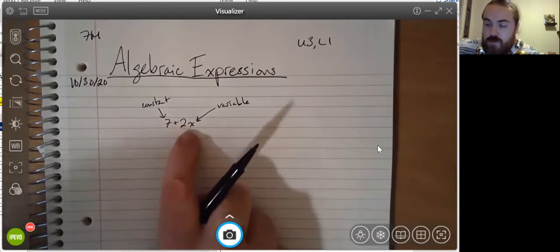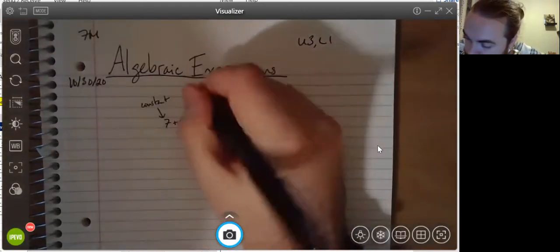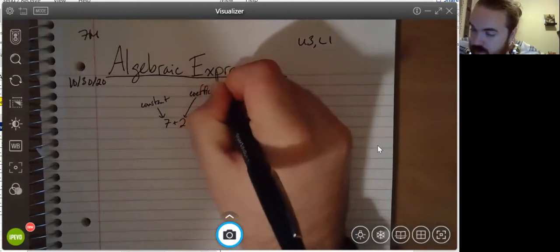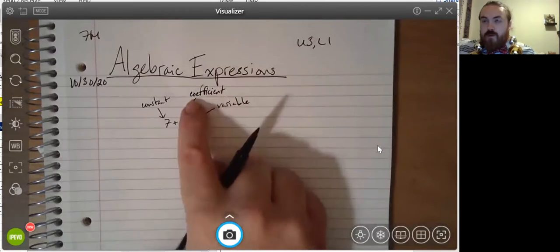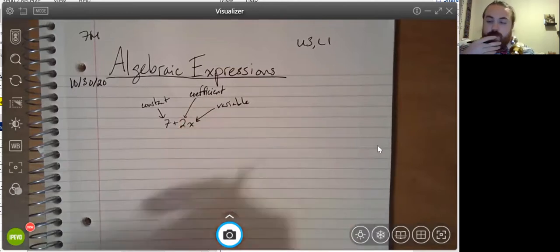Remember, 2x means 2 times x. This 2 is actually called the coefficient. Coefficient. I like to think of it with the co part because it means it has to go with it. Coefficient, it's always attached to this.